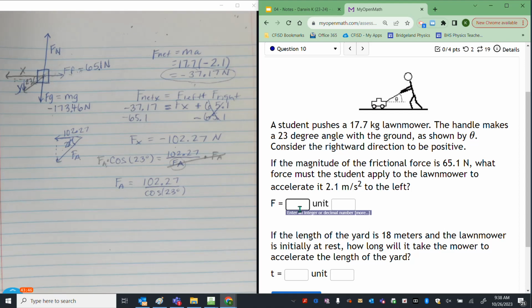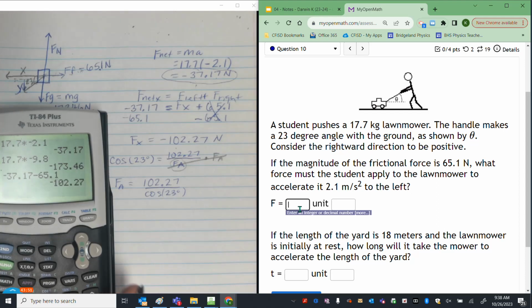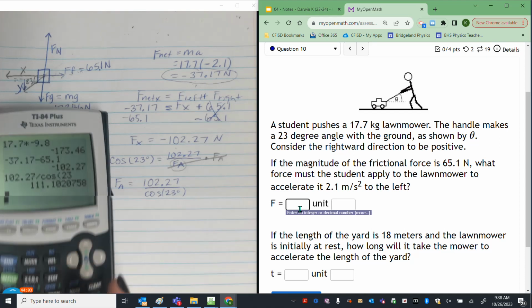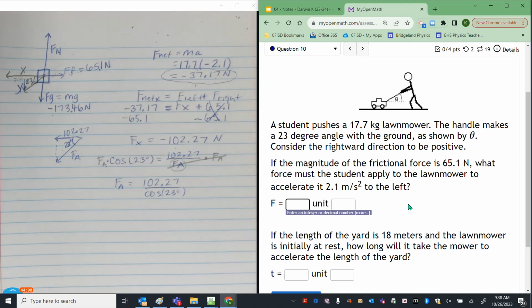So let's go ahead and type it in. 102.27 divided by cosine 23 degrees gives me 111.102. That is his applied force, the force that was applied at an angle, and that's the answer to the question. It's several steps to get there, and you don't want to just put the net force or just the horizontal component, you need to get all the way to this point. Mine is 111.10 newtons.